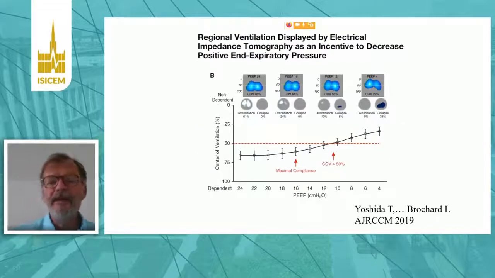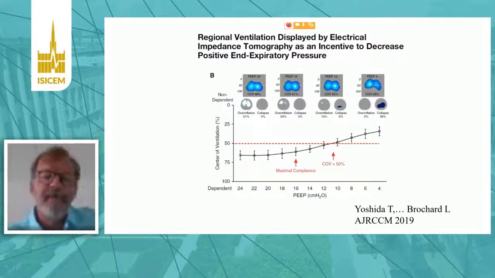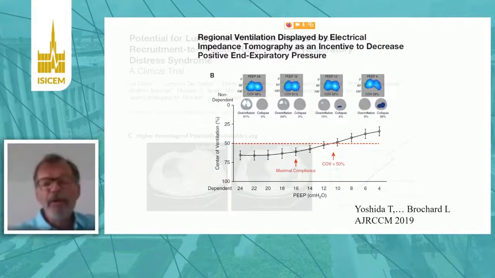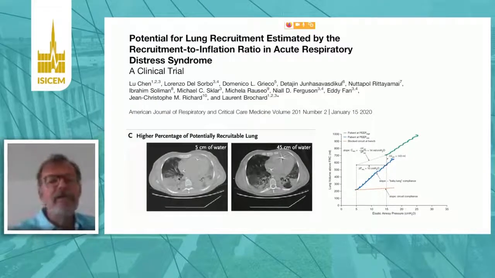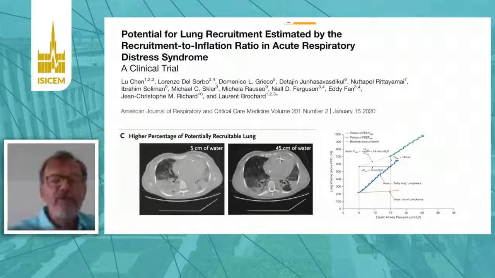And interestingly, in this series, we found that the best compliance was different from a 50% distribution of ventilation, as I showed you. As you see, the best compliance would result in much higher PEEP level, and that's one of the reasons why we don't use compliance at the bedside. So we don't use compliance, but we use a formula which is based on the regional compliance. Let me explain to you.